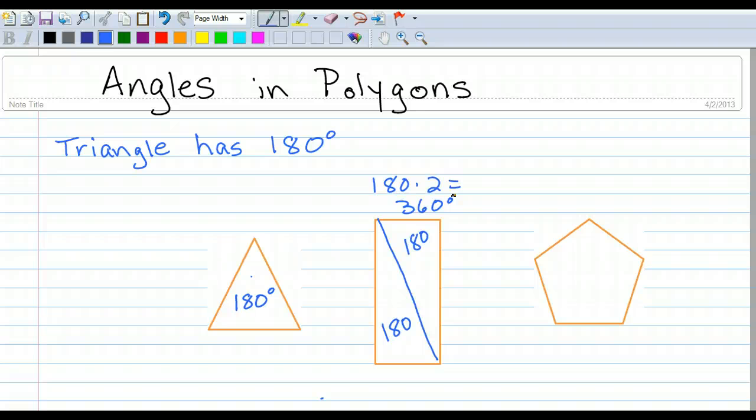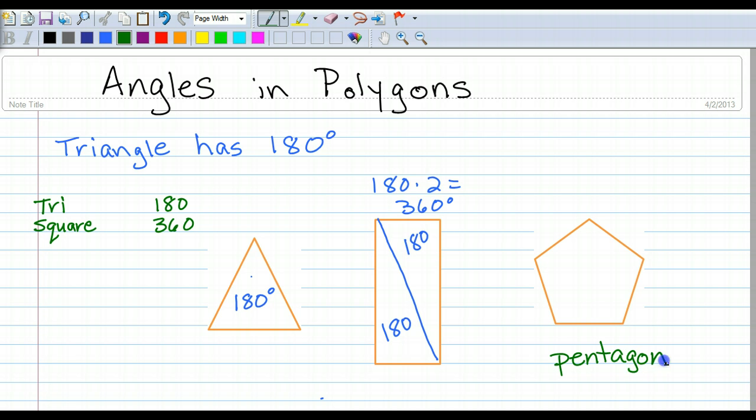All right, so let's start a chart over here. Let's go with a triangle has 180 degrees. A square or rectangle has 360 degrees. Now what do we got here? Let's count the sides. 1, 2, 3, 4, 5. We call that, what do you remember? Starts with the P. This is a pentagon.